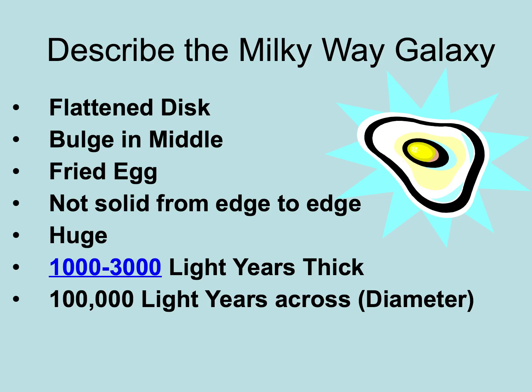To describe the Milky Way, perhaps the easiest way to think of it is to imagine a fried egg. The bulge in the middle, the yolk, would represent the galactic core, while the white part would represent a relatively flattened disk where the arms are. However, unlike the egg white, the galaxy's flattened disk is not solid from edge to edge. There's a lot of empty space between the stars and even between the arms.